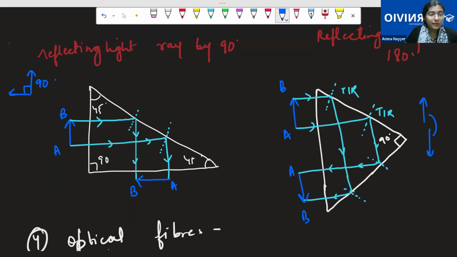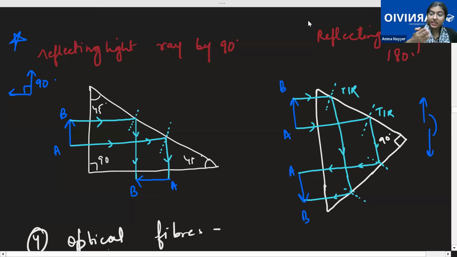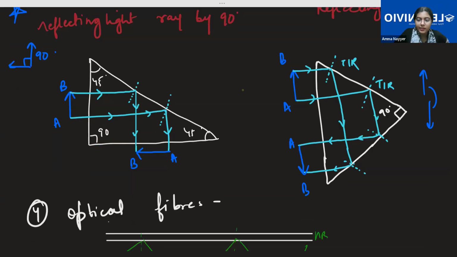These two applications are extremely important. These come a lot in the exam to draw. Specifically, 3 mark questions have come. That's why I'm telling you, okay?